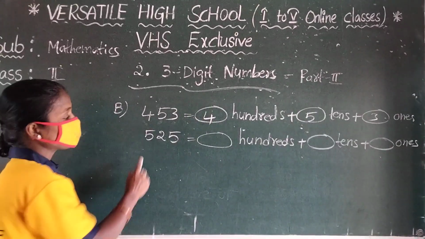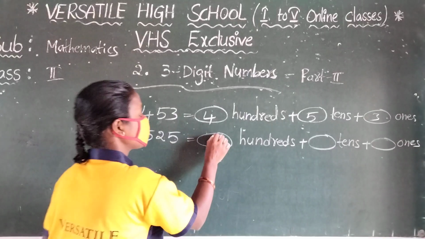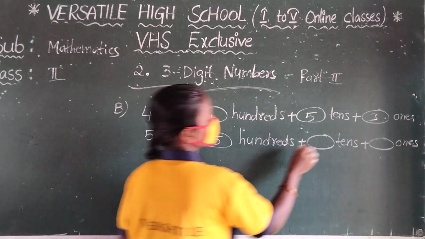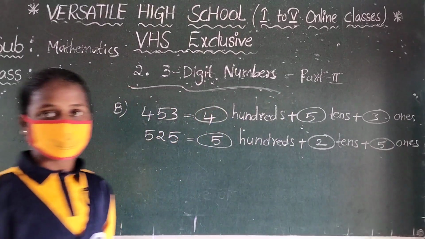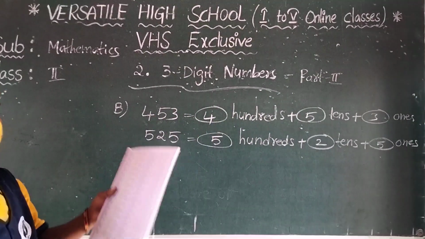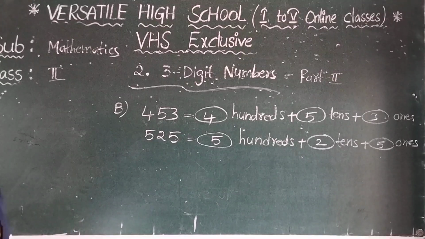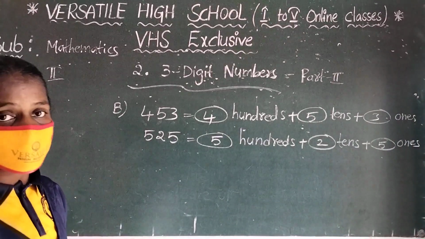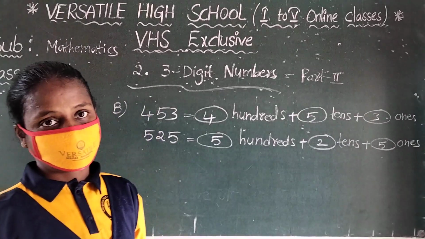Now observe this one, 5 2 5. That is read as 525. 500, 2 tens, 5 ones. Yes or no? The remaining you fill in yourselves. Here they are giving us the third number, 359. That is read as 359. 300, 5 tens, 9 ones.